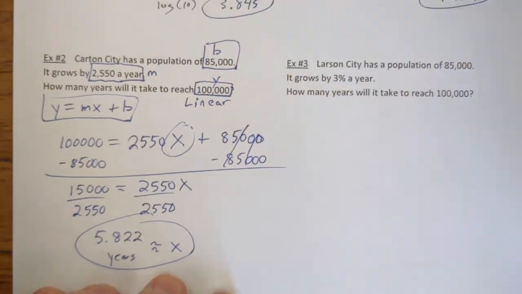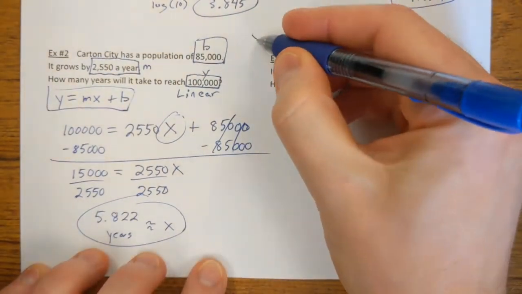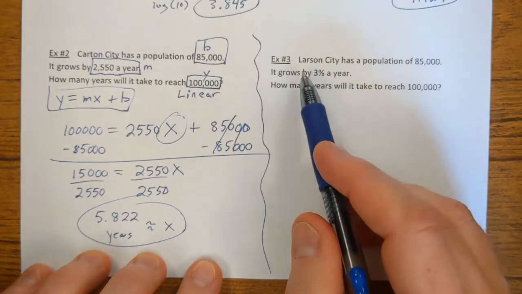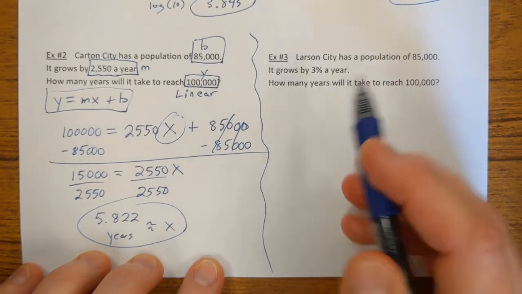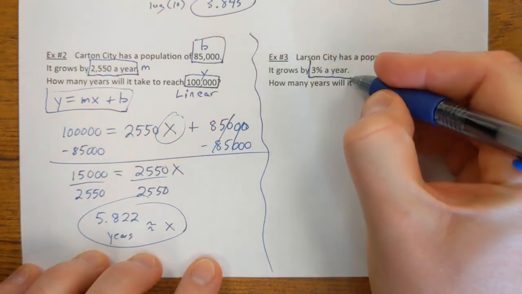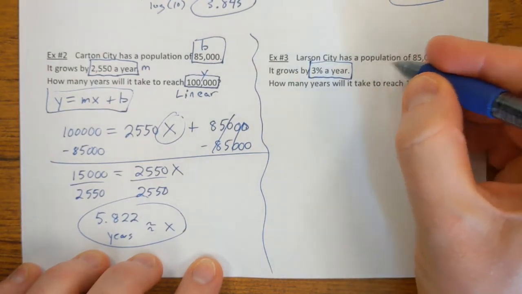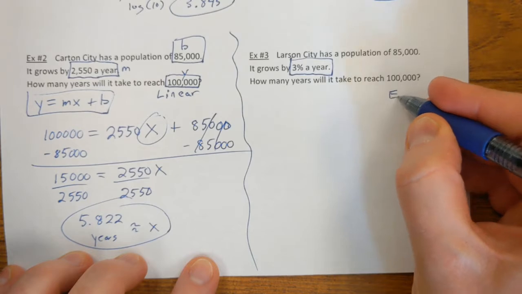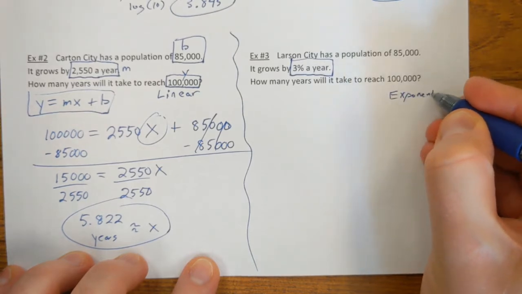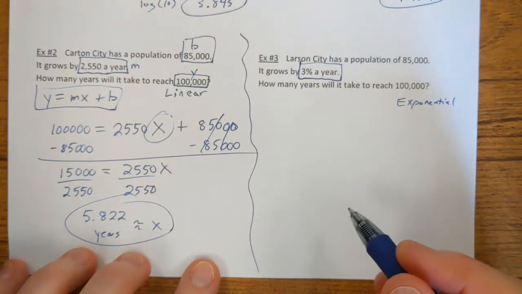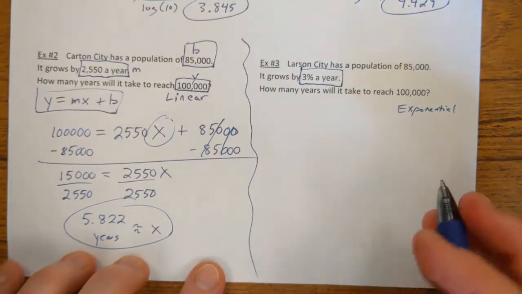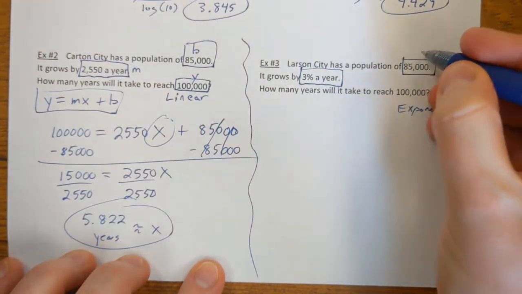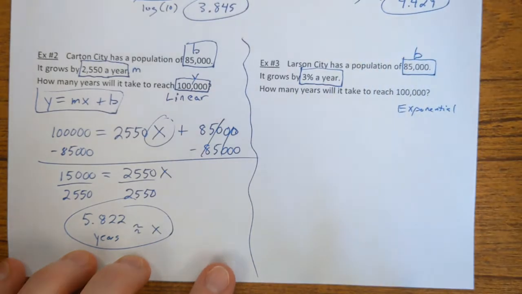All right, now you know it's not going to stay that simple. Let's compare that now to example 3. Larson City has a population of 85,000. It grows by 3% a year. Man, I see that percentage right there. I know right off the bat this is going to be exponential, because it's growing by a percentage every year. How many years will it take Larson City to reach 100,000 people? Well, here's our starting population, 85,000.